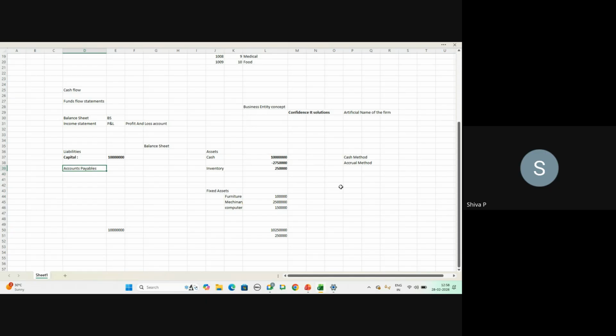Accounts payable, okay, 2,50,000. Now it is matching, right? Similarly, we sold the goods. Inventory got reduced. Only 2 lakhs is there. 50,000 we sold. Inventory purchased on credit basis from XYZ vendor, then it is increased in the AP. Okay.